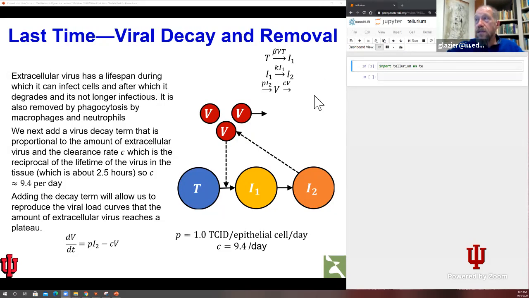In this case, there isn't a constant supply because it depends on the amount of I2, the number of I2 cells we have. And we had to guess a clearance rate. For flu, the guess is about 2.5 hours, which is about a tenth of a day. So the clearance rate is 10 per day. Actually, we used 9.4 because of 2.5. I don't know why I picked 2.5 instead of 2.4, but I did.